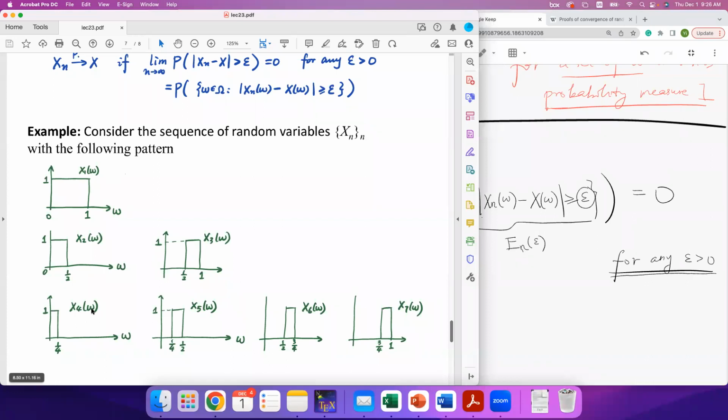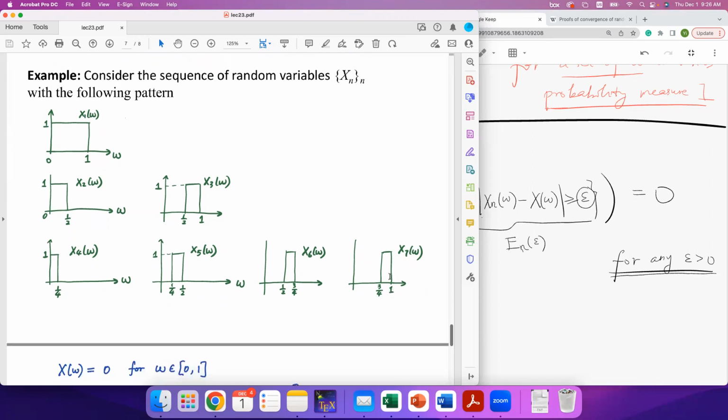And then for X4, we go back to this one again, but now it is supported on a quarter of this unit interval. So it's only 1 within this small interval, 0 up to 1/4. X5 is X4 shifted to the right. And then X6 is X5 shifted further to the right. And X7 is a further shift to the right until we reach the ending point 1. And you can imagine X8. For X8, we go back again, but now it is only supported on the interval between 0 and 1/8. And X9 is a shifted version of X8. So the pattern looks like this.